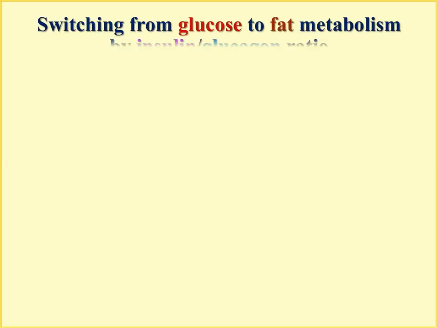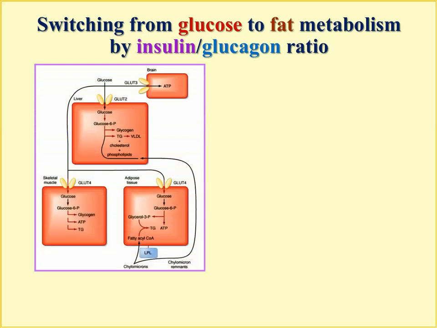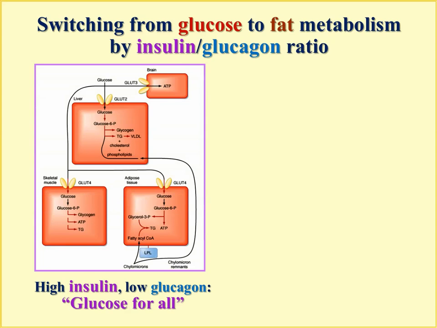And now, this is a very important slide that explains how we switch from glucose to fat metabolism in many cells due to changes of glucose level and due to the insulin-glucagon ratio. First, let's consider the moment soon after a meal when glucose level in blood becomes high. And this high level of glucose, of course, stimulates secretion of insulin and inhibits glucagon secretion. In this situation, glucose is available for all the cells, and insulin-dependent tissues can get glucose from blood.